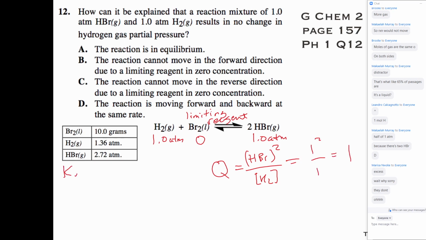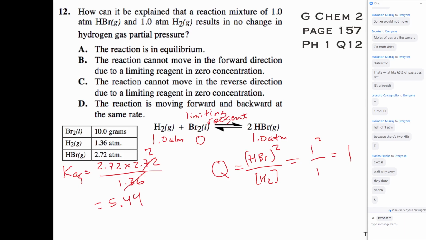And then K equilibrium is equal to, in this case, 2.72 times 2.72 over 1.36, product squared over reactants, ignoring the liquids. That's a 2, so this equals 5.44. So which is bigger, K or Q? K is bigger than Q. Take the greater than sign and turn it into an arrow. To reach equilibrium, it would want to shift this way.